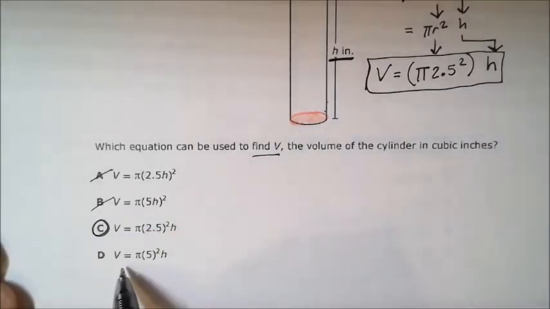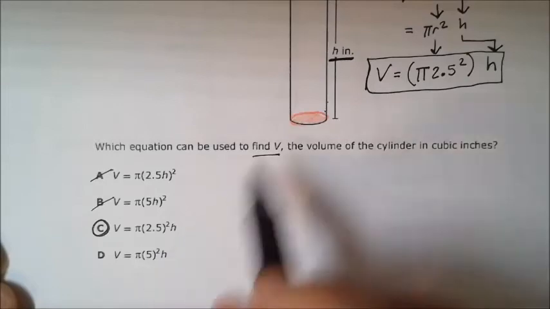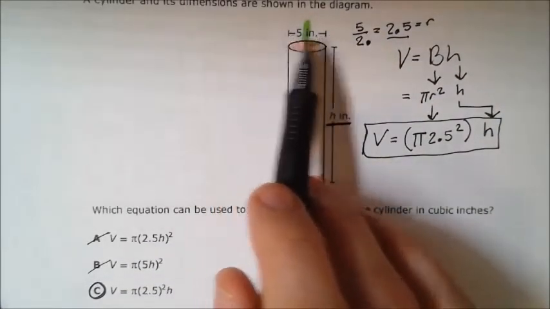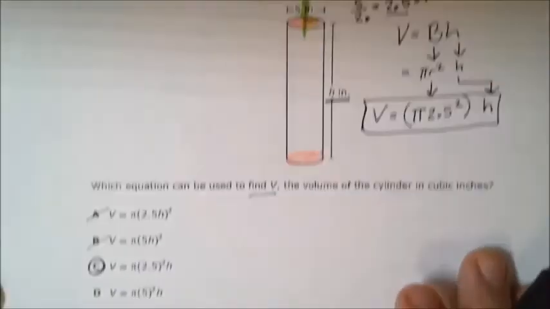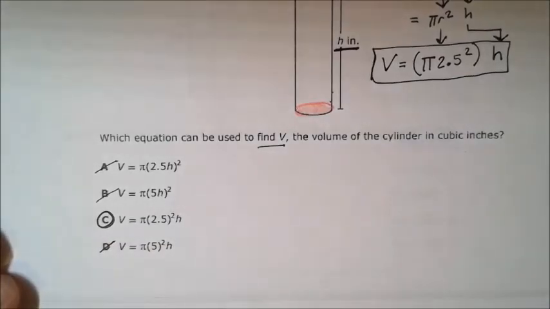If you're wondering about D, D says pi times 5 squared times h. Remember, 5 was the diameter if we go back to the top. And we didn't want the diameter, we just needed the radius, which is half of the diameter. So that's why D wouldn't be correct. So C is your best answer. Now let's go ahead and go on to number 8.